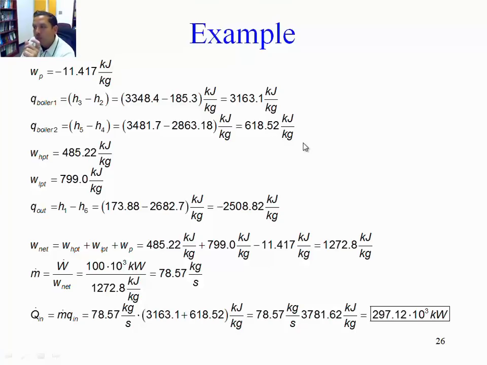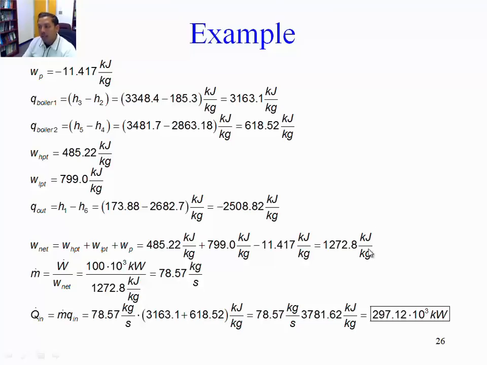It is almost the same thing as before. So the investment is almost the same, even in the real case. You actually have to use the same amount of fuel, but the work net is considerably less. The net amount of work, which is the sum of all the works in the process, 485 in the high pressure turbine, 799 in the low pressure turbine, and minus 11 in the pump, yields 1,272 as opposed to 1,590 something before. So this is considerably reduced.